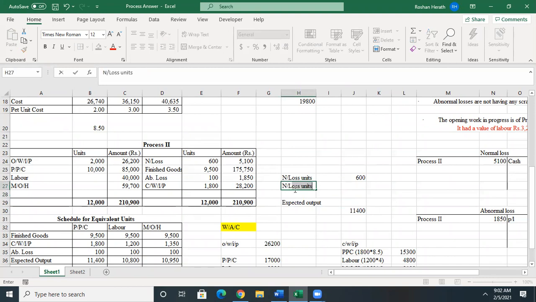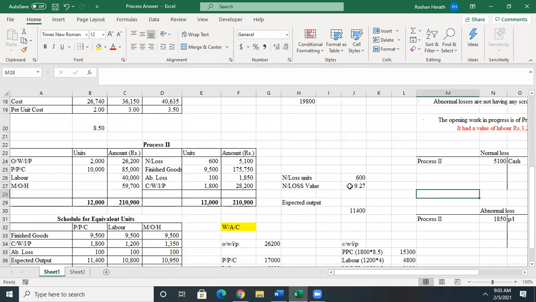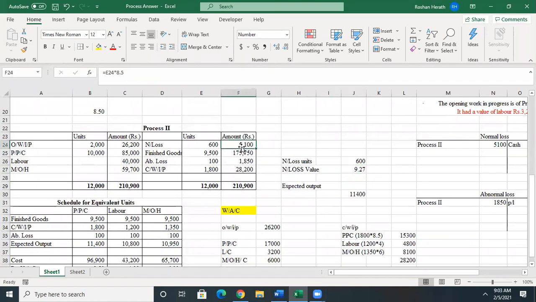Normal loss value. Let's look at normal loss value. How we do, it's going to be 26,200 plus 85,000, divided by 12,000. It's going to be roughly 9.27. Hence, here the value has to be 9.27.